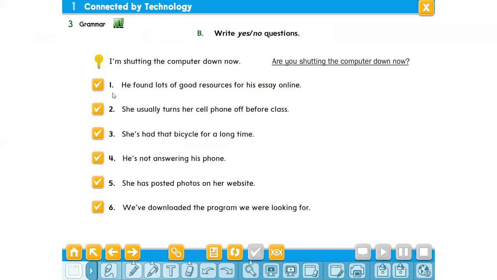From 1 to 6, I need first yes and no questions. If we have time, we can make short answers. But your task now is to form correct yes and no questions. Like this one. I'm shutting the computer down now. Are you shutting the computer down now? Okay. Number 1, 2, 3. Take your time. I'll give you 2 minutes to think. When you are ready, put your hand up.